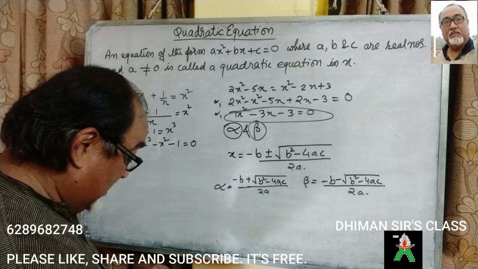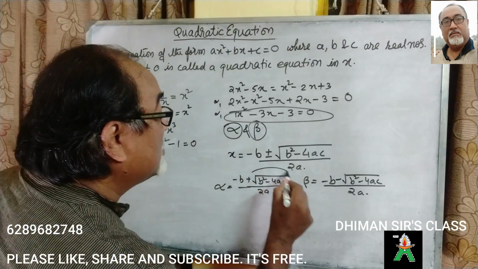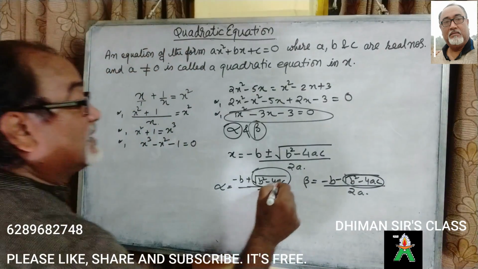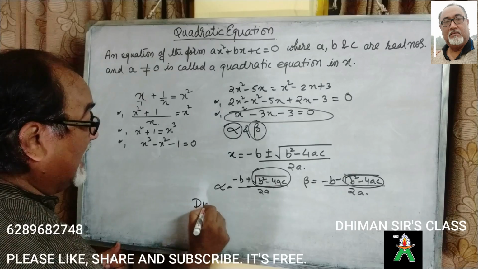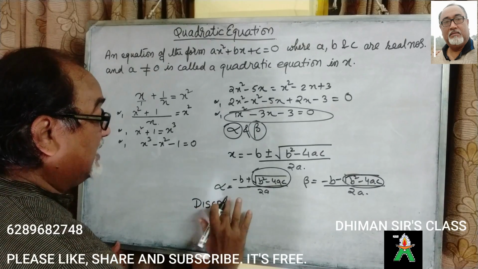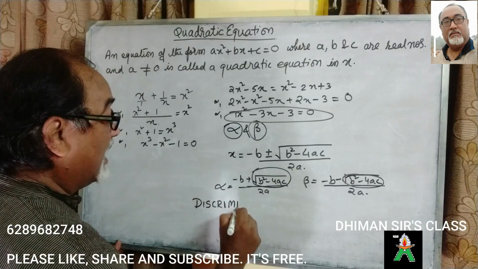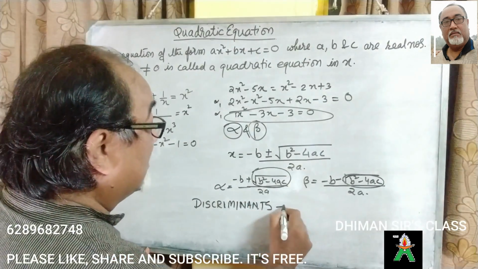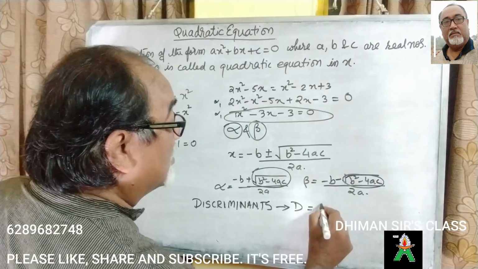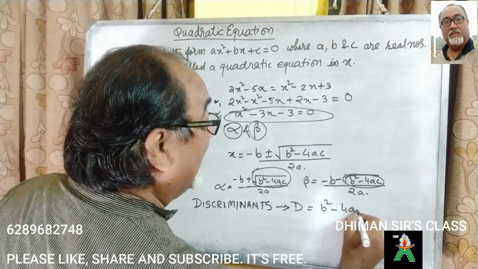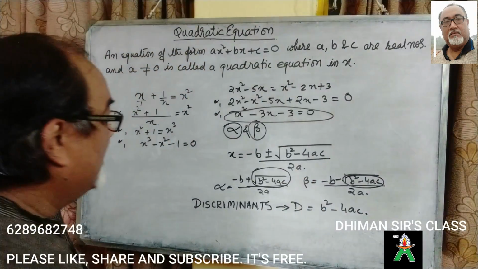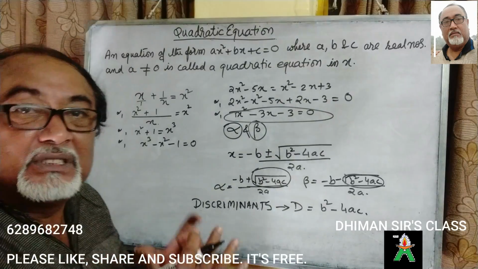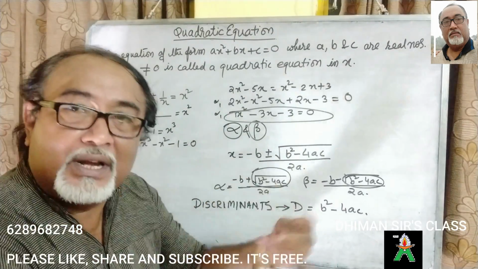Now this part you can see as it is. In both the cases, you can see this part, root over b square minus 4ac, this b square minus 4ac, these are called the discriminants. Discriminants means D is equal to b square minus 4ac. Okay. Now, these discriminants also carry some significance that we will come to know in our next video.